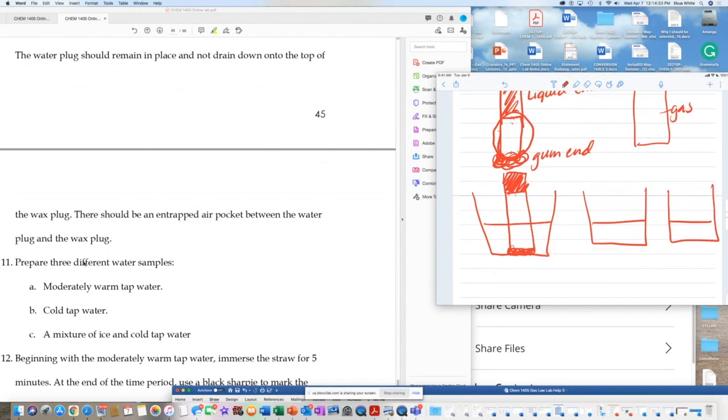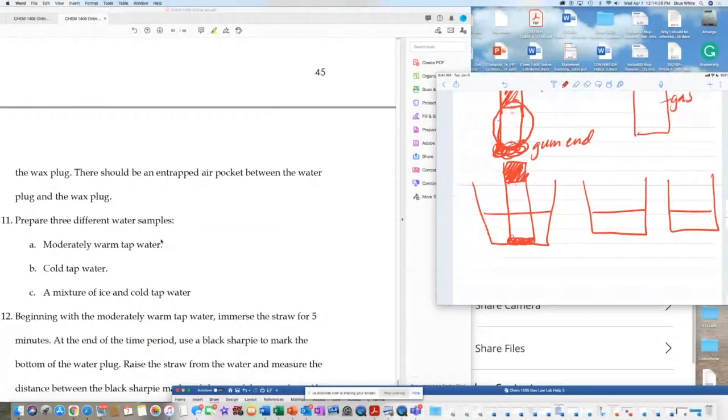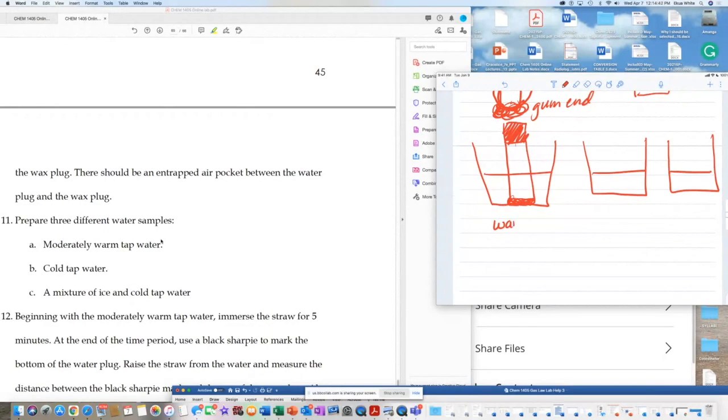So now they're telling you prepare three different water samples. One should be moderately warm tap water, whatever that means. Okay, so I guess this would be warm water. Then this one here will be cold. Let's say room temperature. Because when they say cold tap water and a mixture of ice and cold tap water, you're like, wait, what? Okay. Room temp. They want three different temperatures. So warm tap water, room temp water, and then ice and cold tap water.